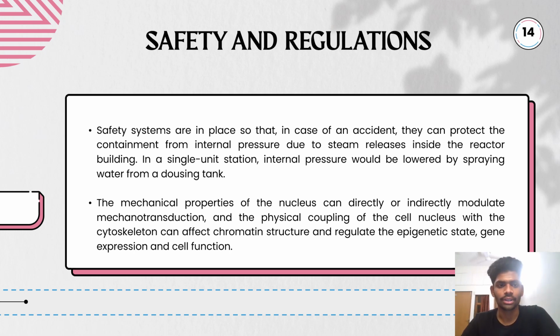Now, these are the rules, safety, and regulations. The first one is that safety systems are in place so that in case of an accident they can protect the containment from internal pressure due to steam releases inside the reactor building. In a single unit station, internal pressure would be lowered by spraying water from a dousing tank.